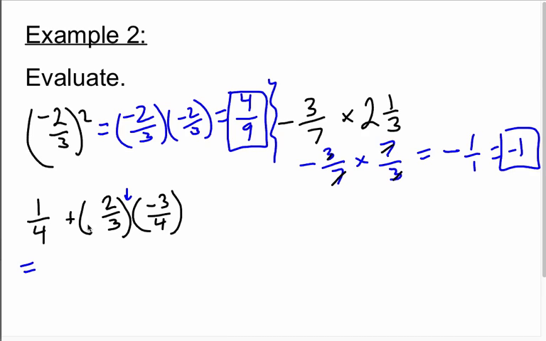Sorry, that was a negative 2/3. So the quarter is going to stay, and we're going to multiply these together. Negative times negative is positive, so we don't have to worry anymore about the negative signs. Let's see if anything cancels.